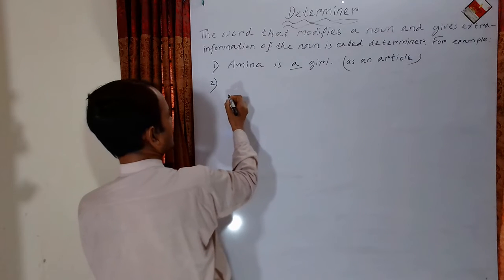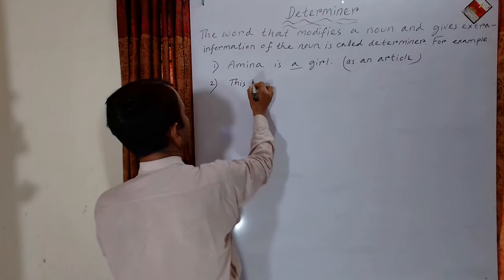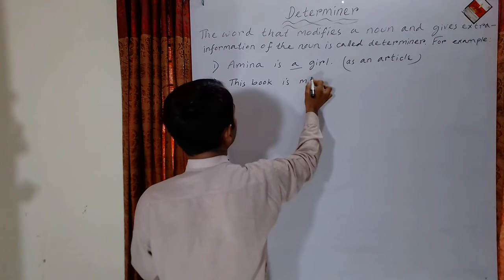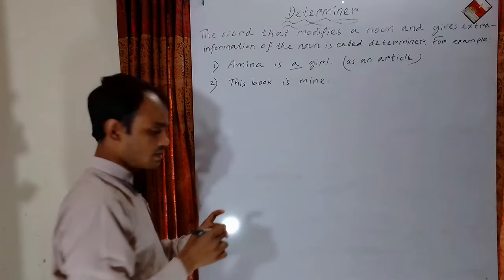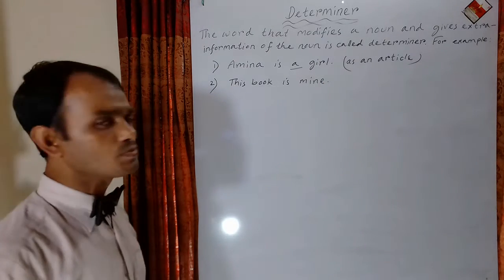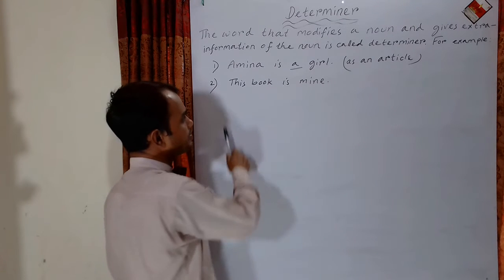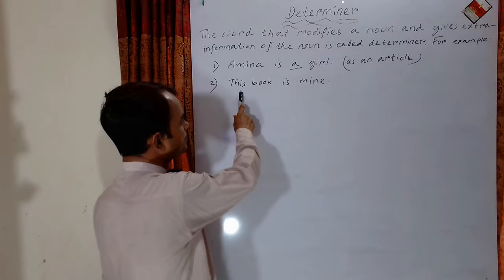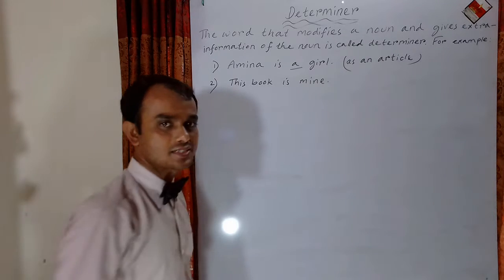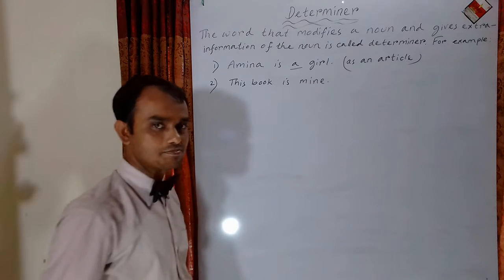Two: This book is mine. Dear students, I have also written another sentence. This book is mine. If you analyze this sentence, you will find 4 words. There are 4 words here. And among these 4 words, this is one of them.